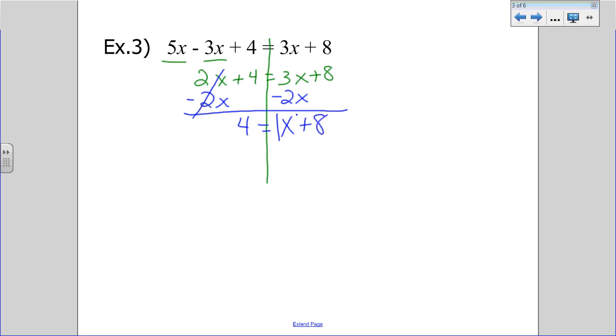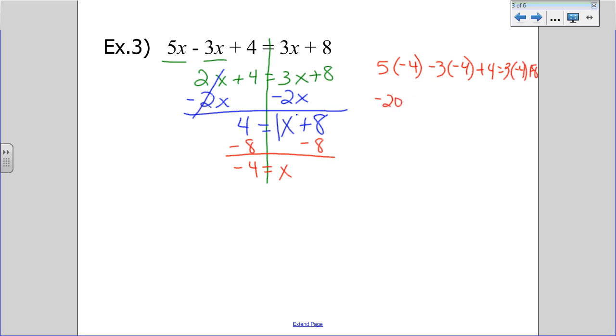So we have 1x plus 8. Now it looks very similar to what we've done, minus 8 from each side. So we have negative 4 is equal to x. You're going to check that by doing 5 times negative 4 minus 3 times negative 4 plus 4 is equal to 3 times negative 4 plus 8. This is negative 20 plus 12. We do our order of operations. Plus 4 is equal to negative 12 plus 8. I know this side is going to give me negative 4, so I'm going to look at that.